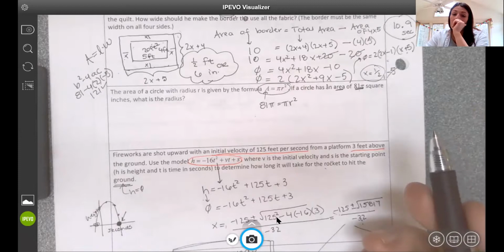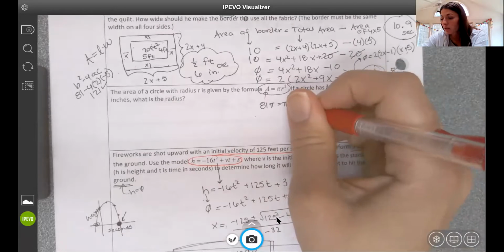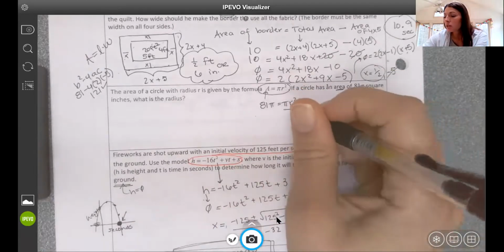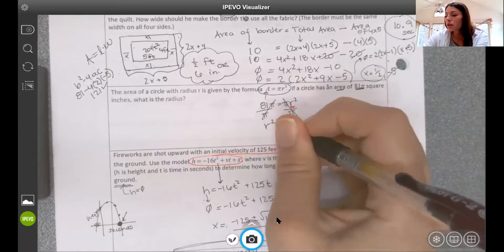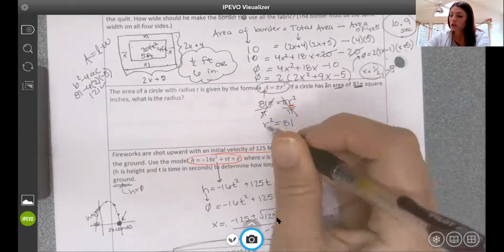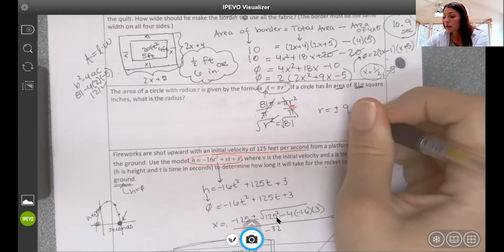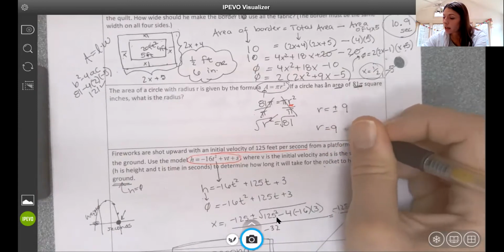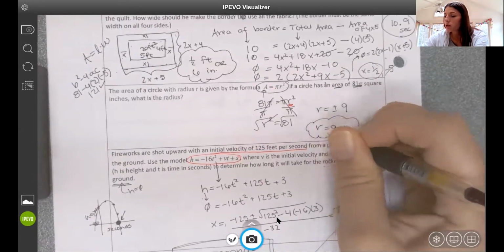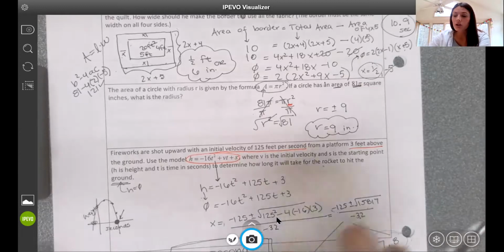This goes to solving using inverse operations. If I want to know what the radius is, here's my variable for radius. I'm going to divide by pi on both sides, cancel it out, and I'll have r squared equals 81. And I can just take the square root of both sides, giving me plus or minus 9. Now, our radius is not going to be negative, so our radius is going to be 9 inches. Quick little application problem using inverse operations instead of the quadratic formula or factoring to solve.